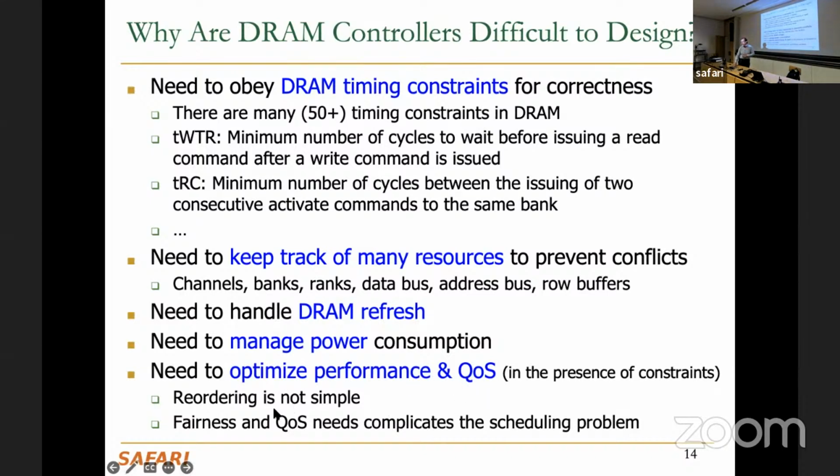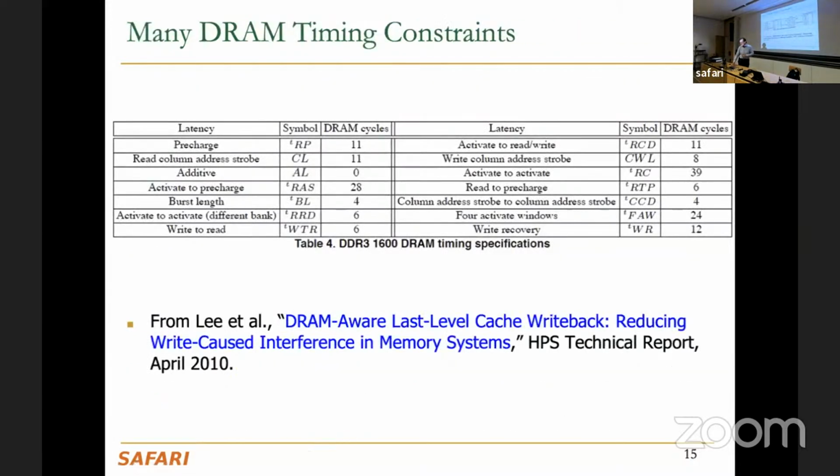And reordering is not simple. And if you want to provide fairness and quality of service to different applications, that complicates the scheduling problem. Here are some examples from one of our early works. It actually has a nice idea over here. The idea in this work is that whenever you're evicting something from your last level cache, consider what's going on the DRAM side. If there's a row buffer that's open, evict some things proactively from the cache so that you can actually write them quickly to the DRAM, as opposed to evicting some things randomly, which causes row buffer conflicts. So that's an example of last level cache and memory controller co-design.